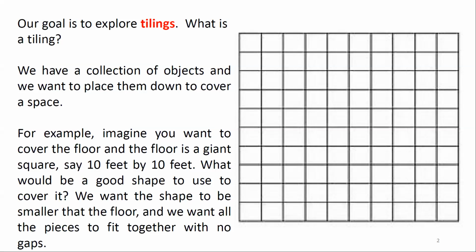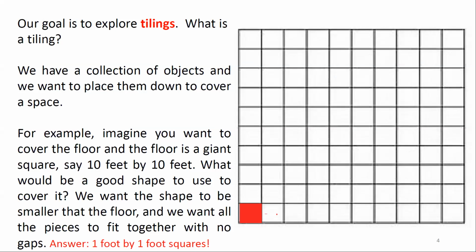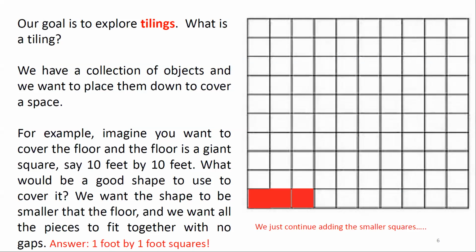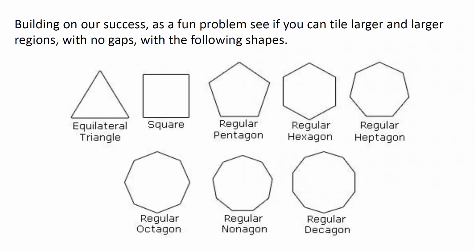Rectangle. This is screaming at you, please use a square. If we have a bunch of 1 by 1 squares, it's not going to be hard to cover. We start in the corner and just keep moving, not a big deal. Right. This is not exciting.